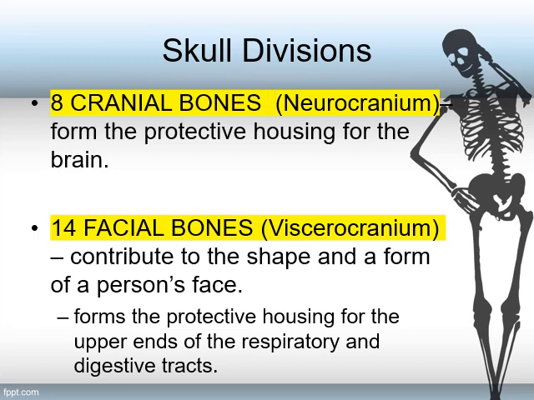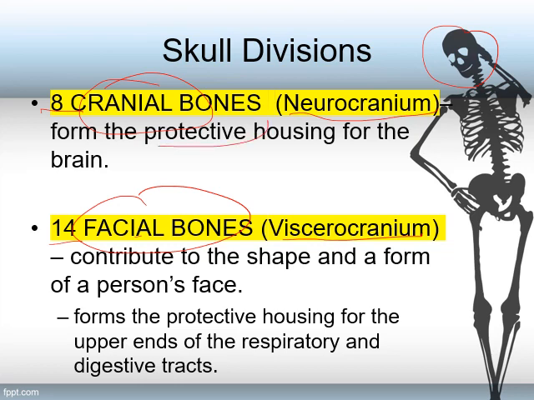So, the divisions of the skull include the cranial bones and the facial bones. So, our skull here is divided into cranial bones and facial bones. So, we have 8 cranial bones and we have 14 facial bones. We have here the cranial bones, also referred to as the neurocranium, and the facial bones is also referred to as the viscerocranium. So, the purpose of cranial bones is to protect the brain. So, they act as a protective housing for our brains.